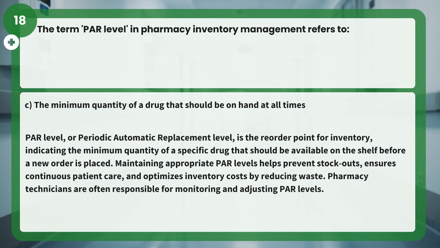PAR level, or periodic automatic replacement level, is the reorder point for inventory, indicating the minimum quantity of a specific drug that should be available on the shelf before a new order is placed. Maintaining appropriate PAR levels helps prevent stockouts, ensures continuous patient care, and optimizes inventory costs by reducing waste. Pharmacy technicians are often responsible for monitoring and adjusting PAR levels.